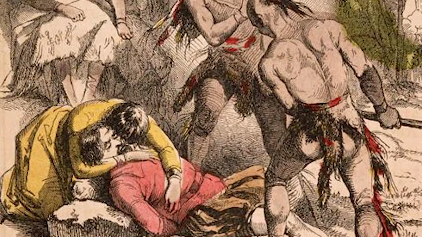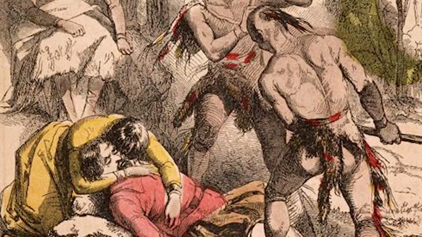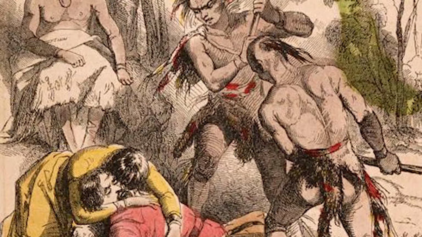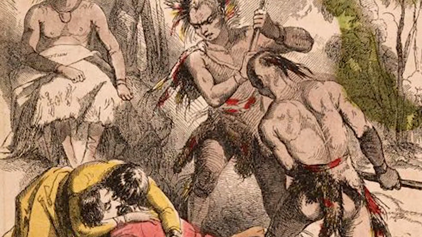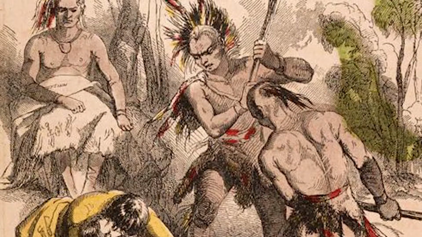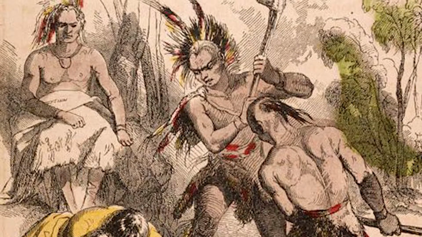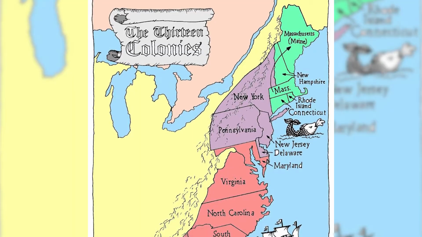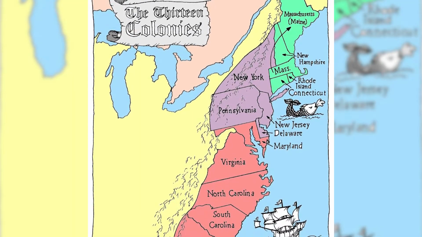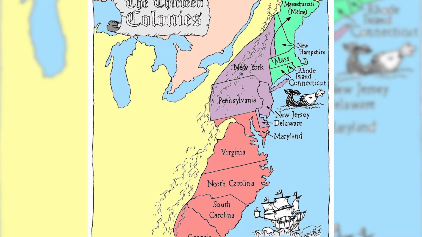American Indian tribes grew agitated as colonial settlements expanded. Various tribes, such as the Powhatan tribe, tried to drive the colonists out of Virginia. When it became clear they would not be able to defeat the colonists, many of the American Indians fled the region.